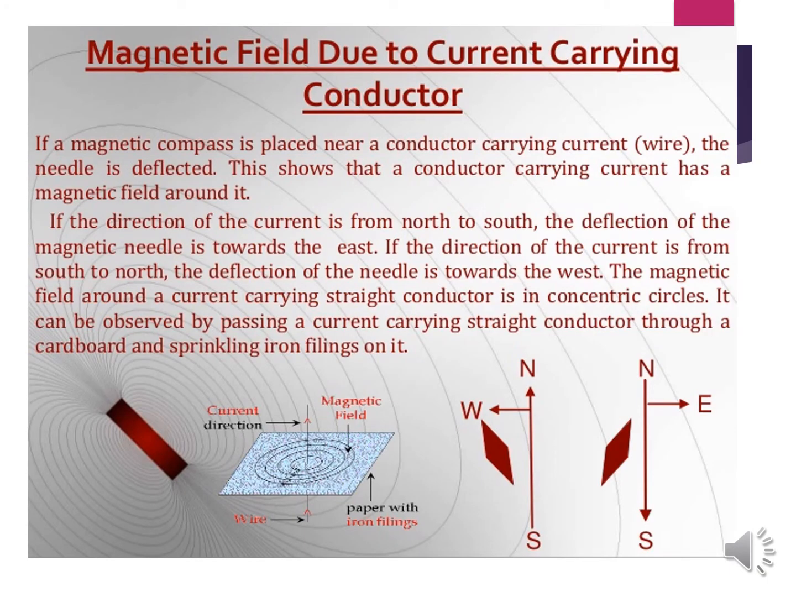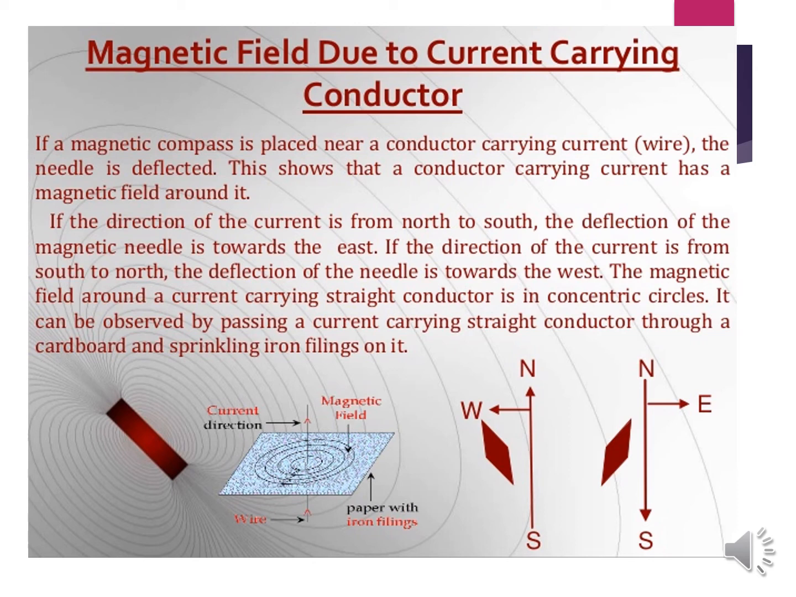Magnetic field due to a current carrying conductor. If a magnetic compass is placed near a conductor carrying current, the needle is deflected. This shows that the conductor carrying current has a magnetic field around it. If the direction of the current is from north to south, the deflection of the magnetic needle is towards the east. If the direction of the current is from south to north, the deflection of the needle is towards the west.